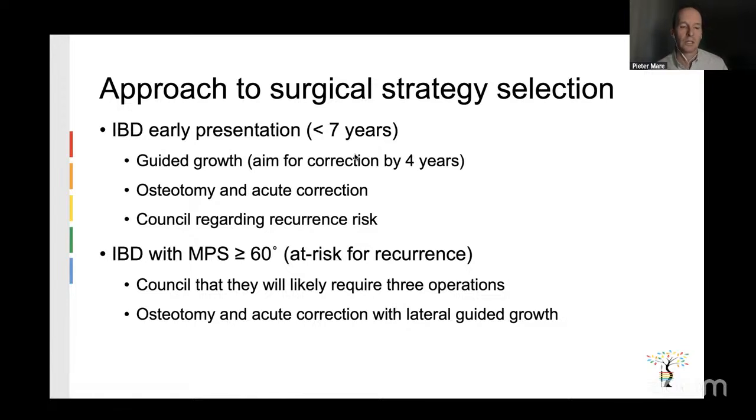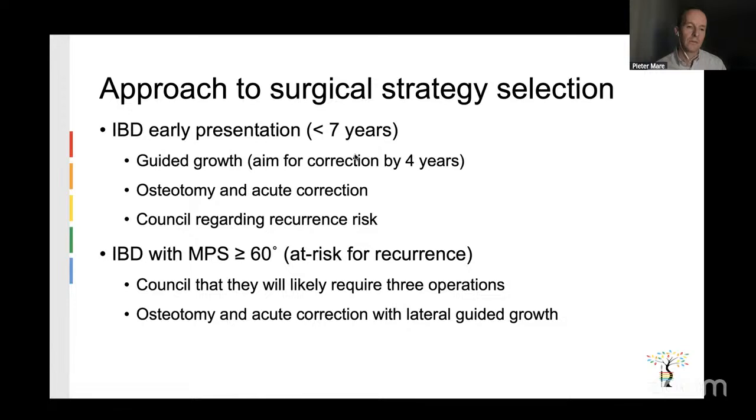We counsel these parents about the recurrence risk because too frequently these children present to us and said they were treated at institution X or by Dr. X and the treatment failed and they're extremely unhappy. So we counsel them that this is unfortunately something that goes together with Blount's disease.